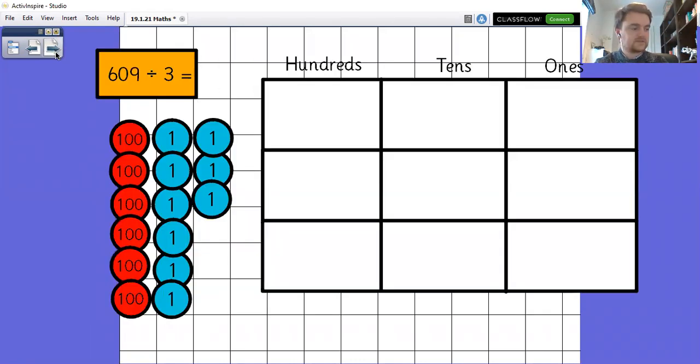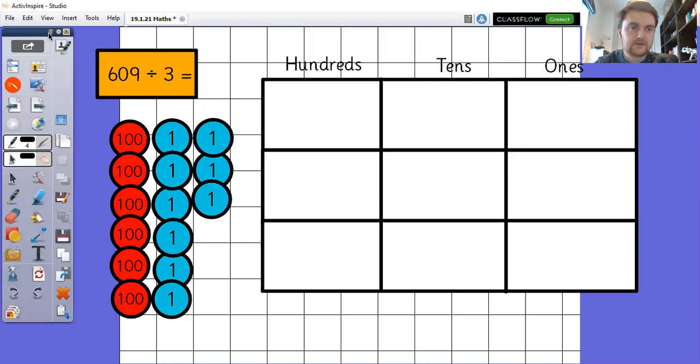So I've got 609, so I'm going to need 600s. I don't need any 10s because I've got a 0 in the 10s column, and I've got 9 ones. I've split my partitioning place value grid into 3 rows because I'm sharing 609 between 3. And I've added that hundreds column in as well because we're starting to deal with hundreds.